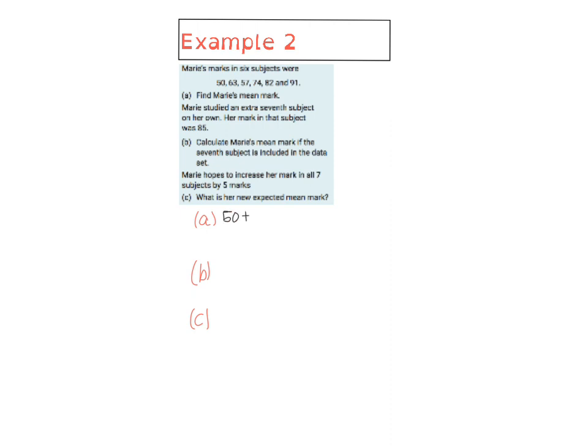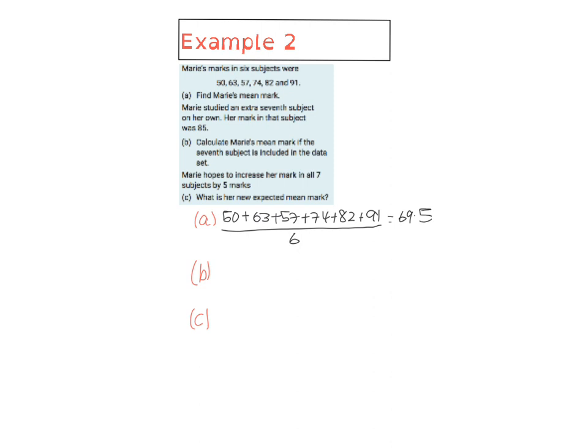So it's going to be 50 plus 63 plus 57 plus 74 plus 82 plus 91. In total, she took 6 subjects, so I'm going to divide by 6, making her mean mark 69.5. And again, you can use the calculator for that.